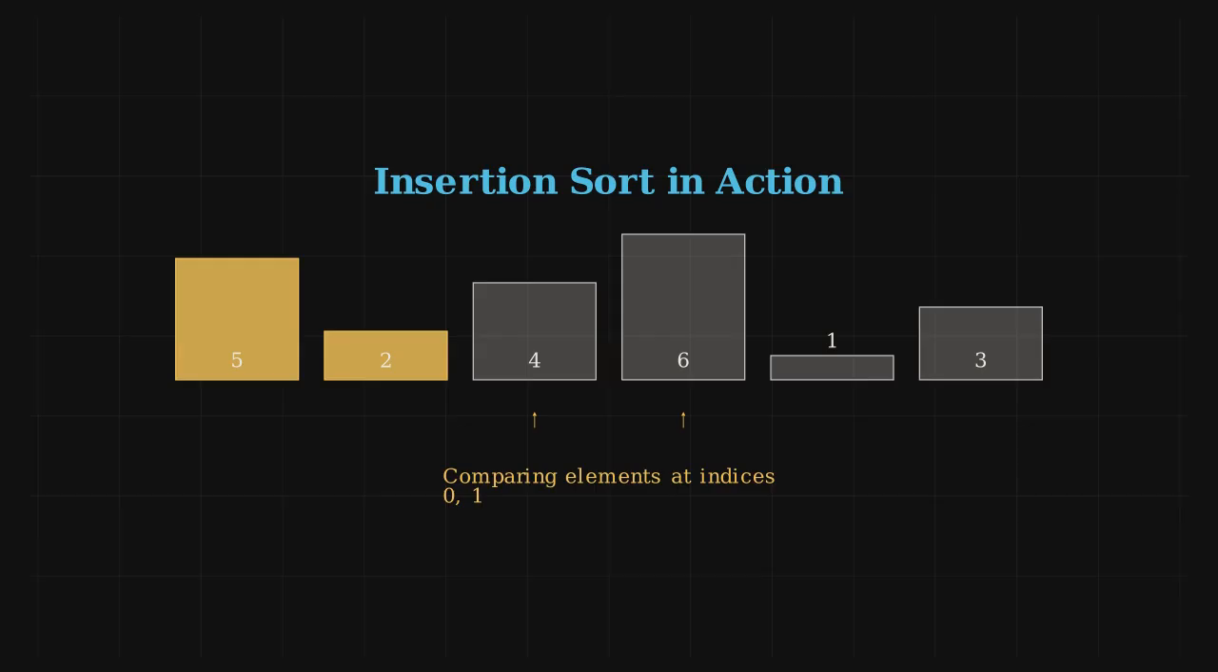Key 1 shifts past 6, 5, 4, and 2, landing at the front. Finally, key 3 slides past 6, 5, and 4, resting after 2.